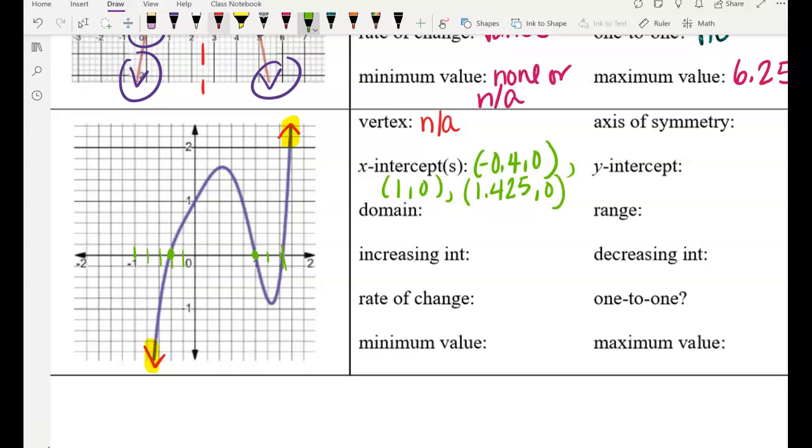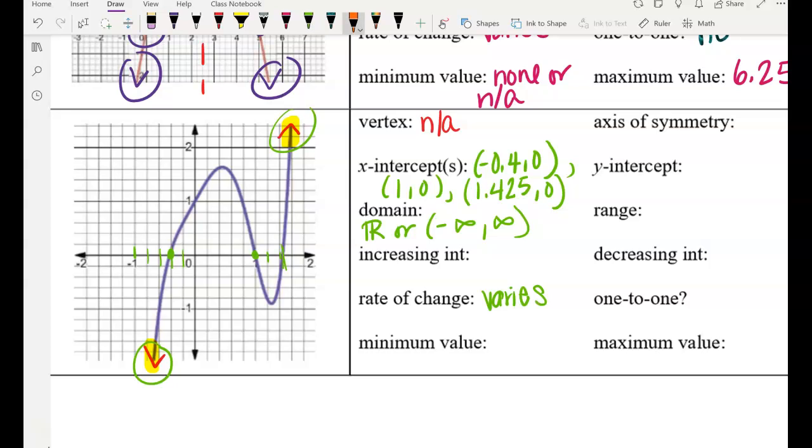The domain, the arrow on the right and the arrow goes to the left. That means it's going to be all reals. Or write it in interval notation. All reals in interval notation is going to be negative infinity to infinity. The increasing is going to be difficult for this one, so I'm going to hold on to that and do that last. The rate of change, since it is not a line or an absolute value function, we are going to write varies for now.